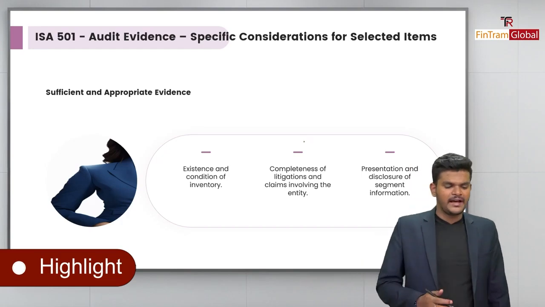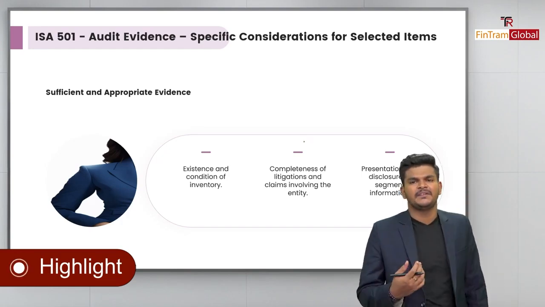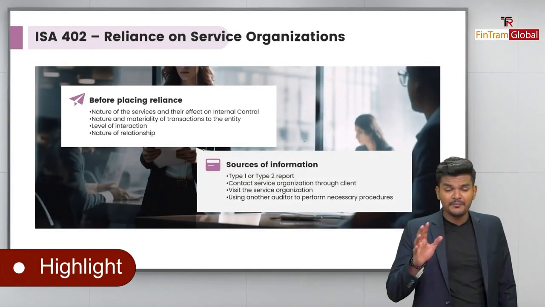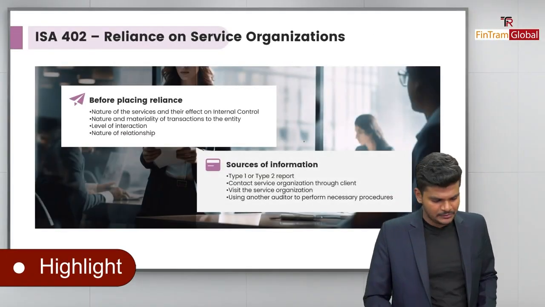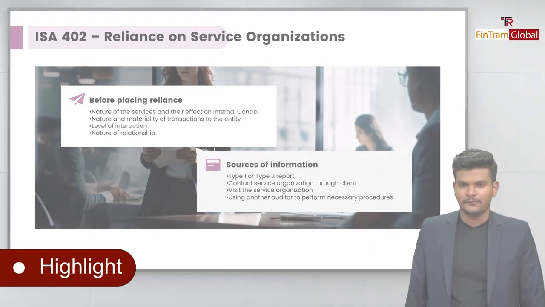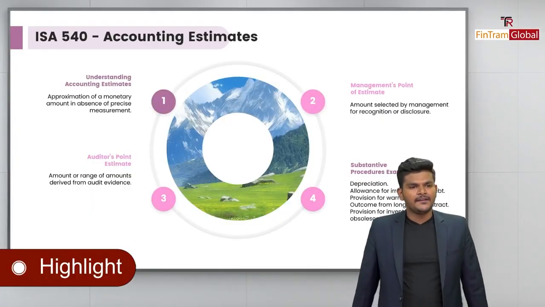And of course, there's also ISA 501, which provides specific consideration to certain items in the financial statements. For example, now this is a really important topic and can be highly tested in the exam as well. It's basically ISA 402, reliance on service organization. Okay, folks. And now moving on to ISA 540, isn't it?